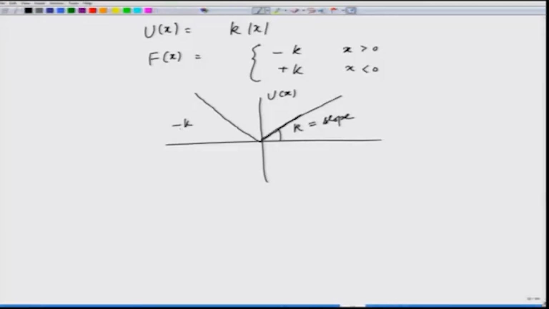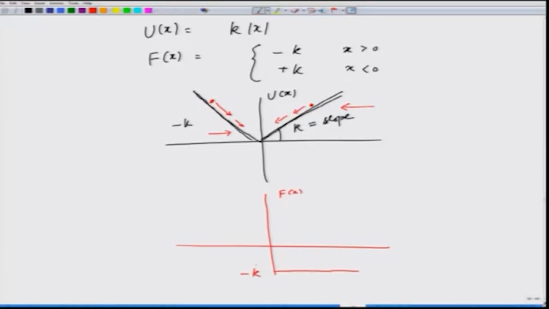You can see from the potential energy curve that if I were to leave a particle here, I am making it with red, it will tend to slip towards the origin, and the direction of the force is positive. If I take a particle and put it on the x equals positive side, it is going to again tend to slip towards the origin, and the direction of the force is negative. And we have already seen that the force F(x) is minus k for x greater than 0 and plus k for x less than 0, and this is the force curve, x versus the force.